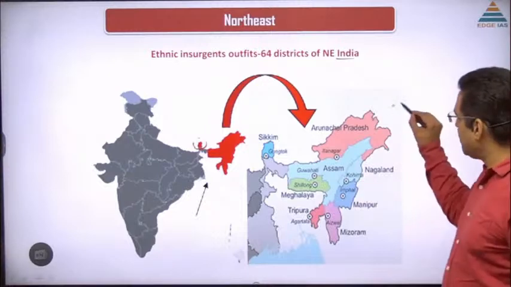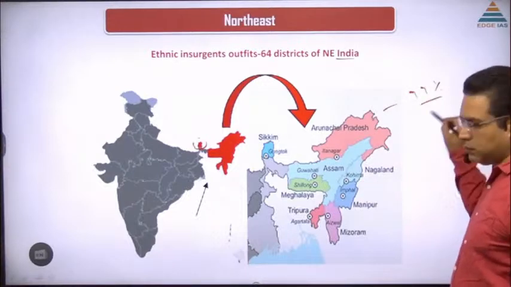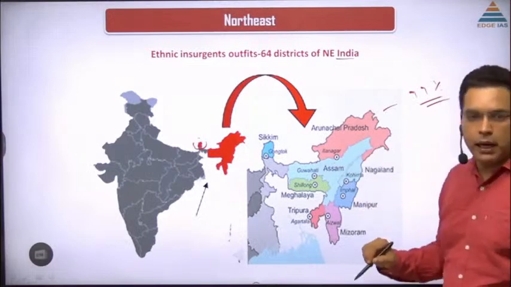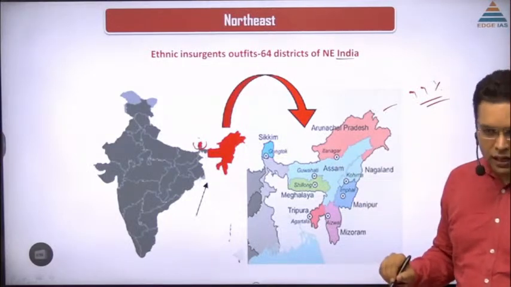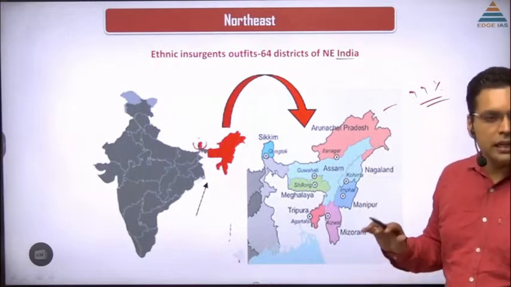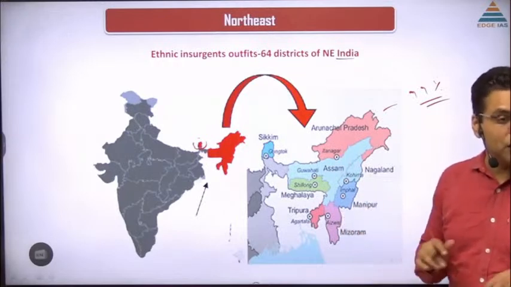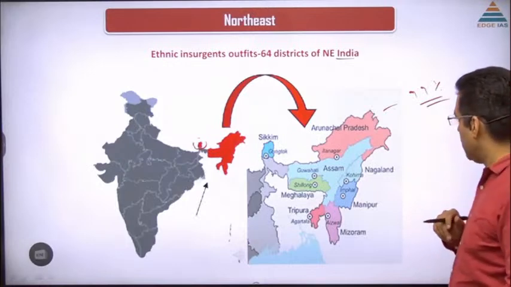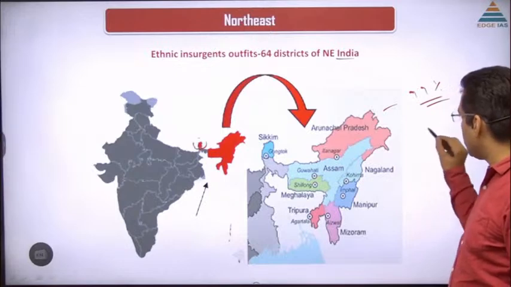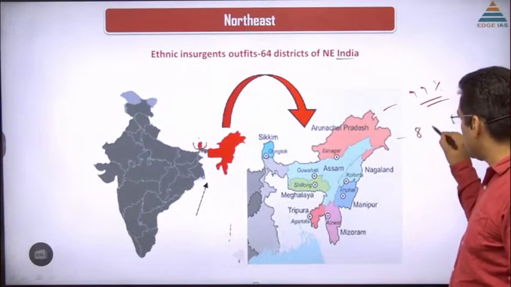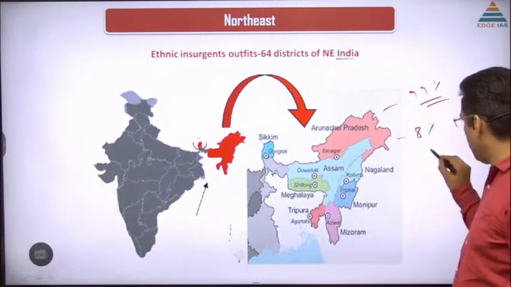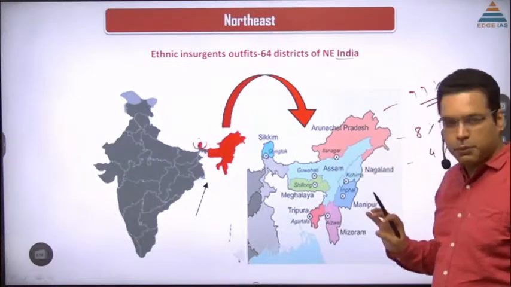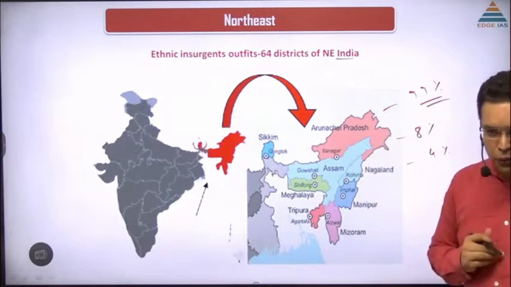If you see, 99% of the boundary of Northeast is surrounded by some foreign country. So it is an international boundary, 99% of it, and that is where Northeast becomes very important. Secondly, it accounts for around 8% of India's land, but only 4% of India's population. So the number of people in the Northeast is very few.